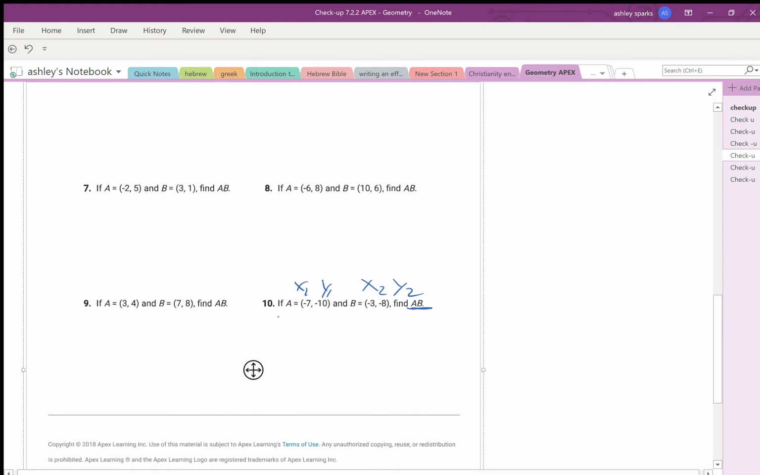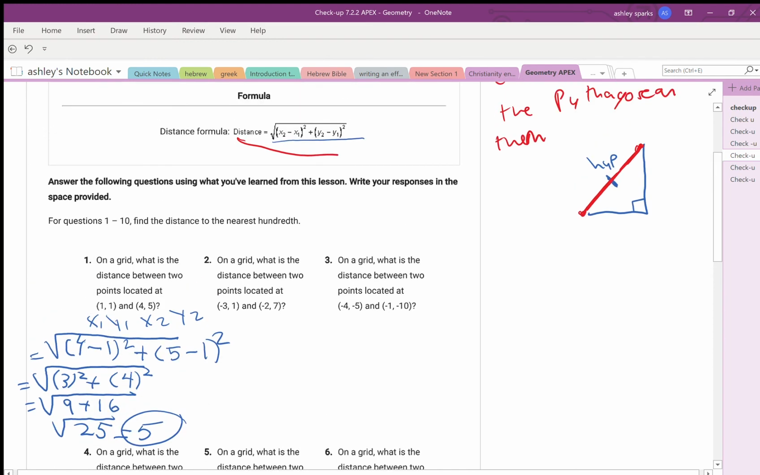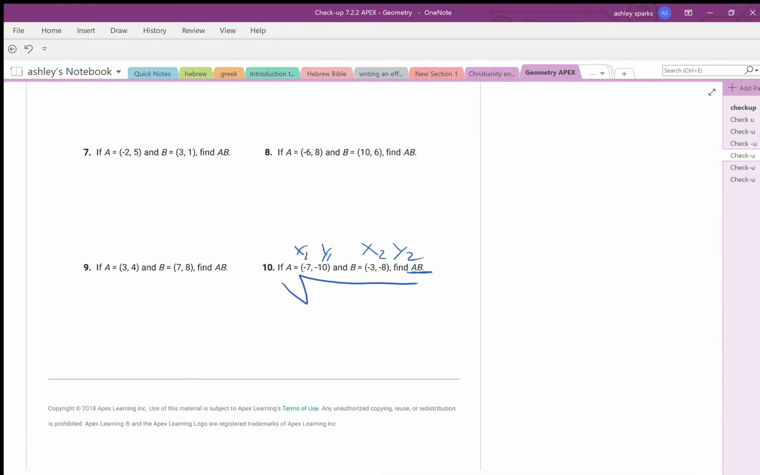Square root, and after the square root it's parentheses, and I'm going to use x2 first. X2 is negative 3 minus negative 7 squared. Yes, there are a lot of negatives. Keep them all in for right now. We will deal with them in a little bit.